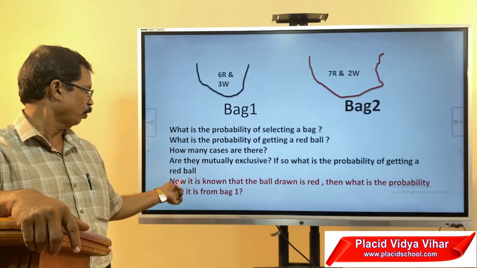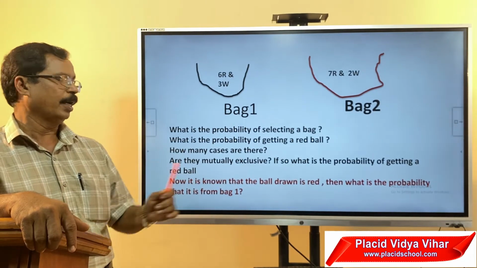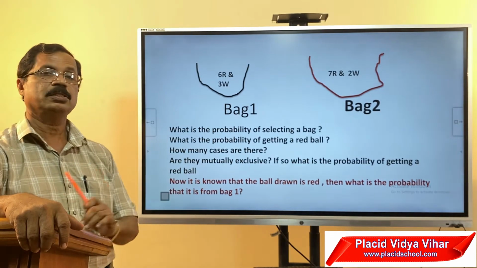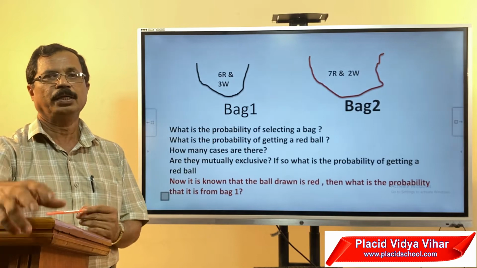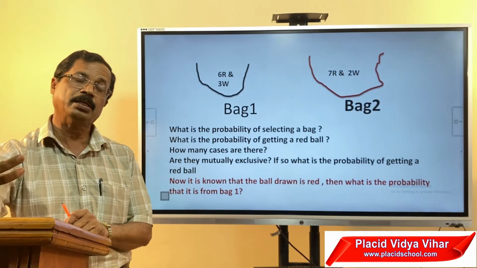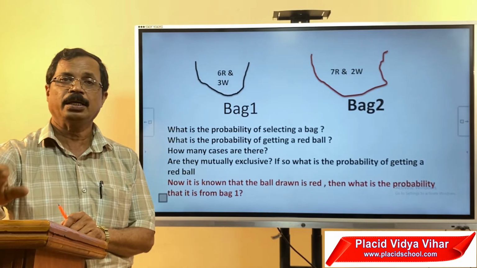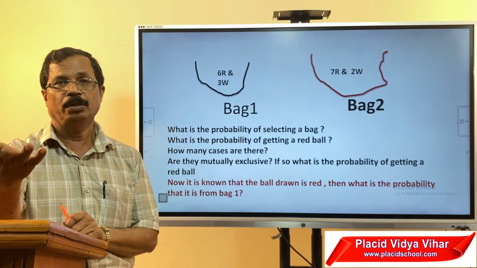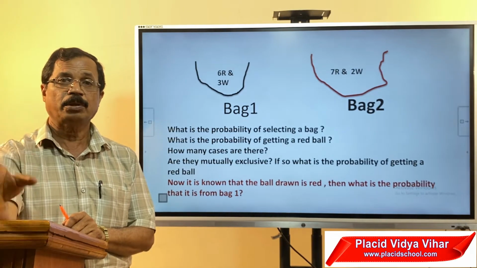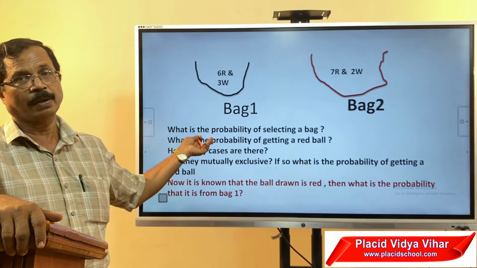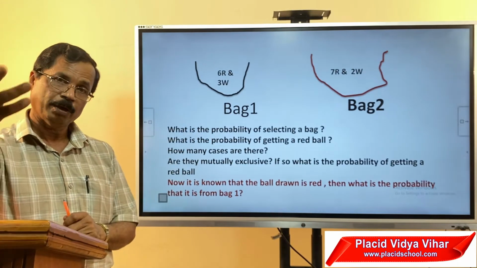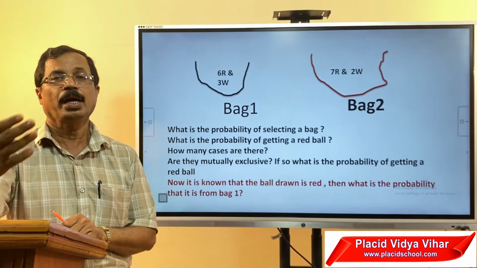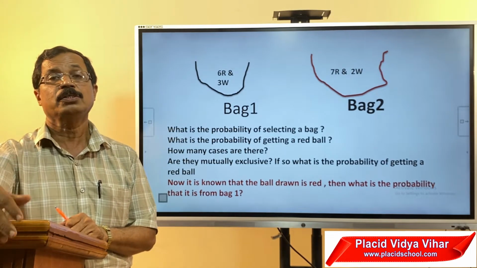Now there is a change. Look at this. Suppose you know that the ball drawn is red. Then what is the probability that it is from the first bag? So here comes the change. Usually we take the probability of a red ball, but here it is different. The question is, we have selected a red ball. If so, what is the probability that it comes from the first bag, or it may be from the second bag? That is known as reverse probability. So today we are going to study reverse probability.